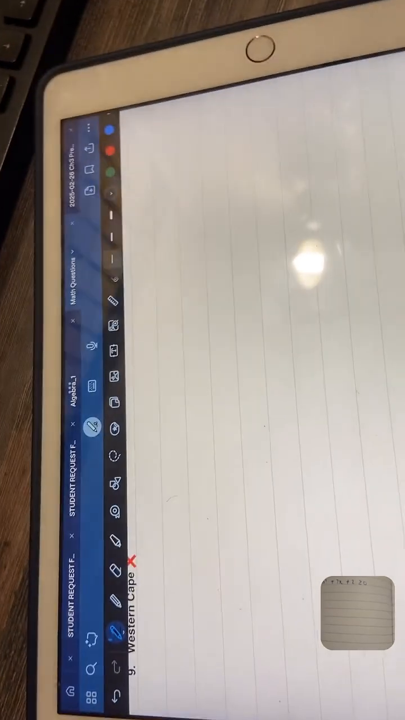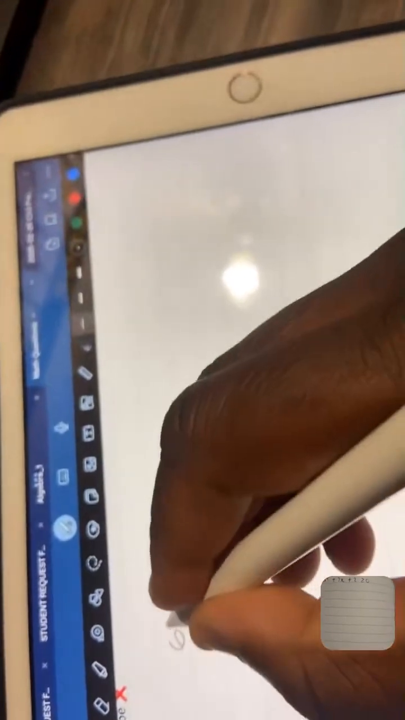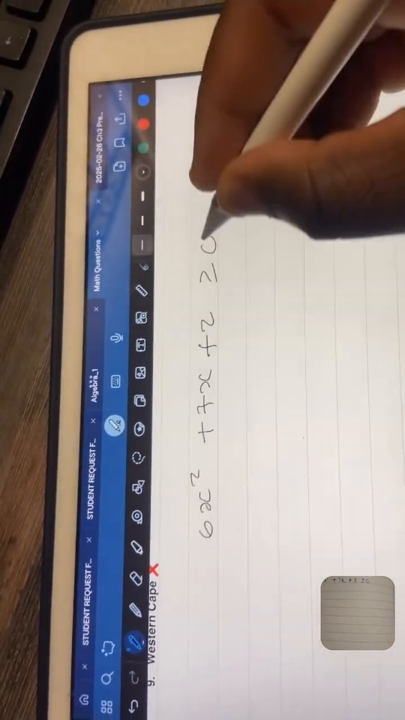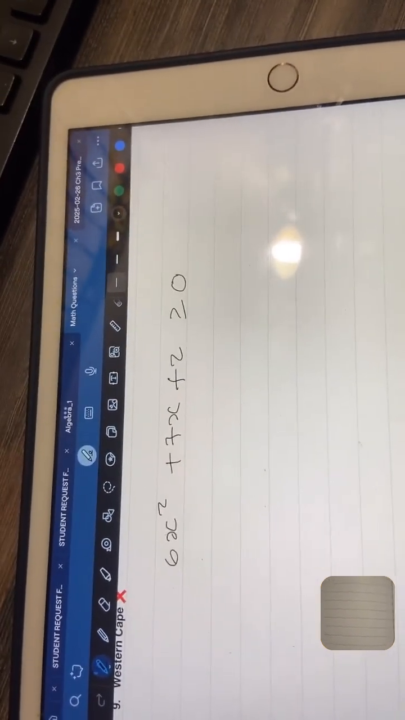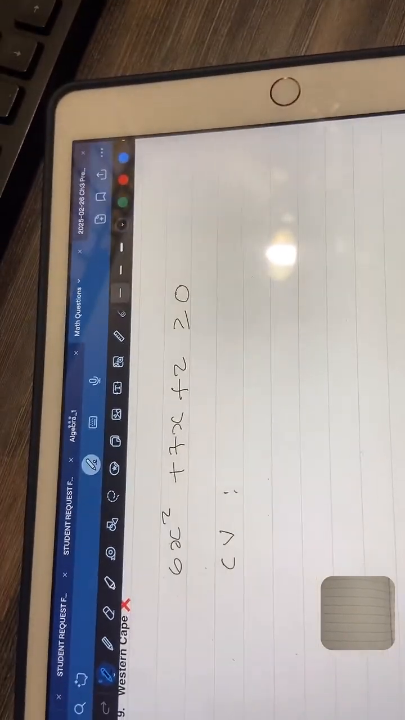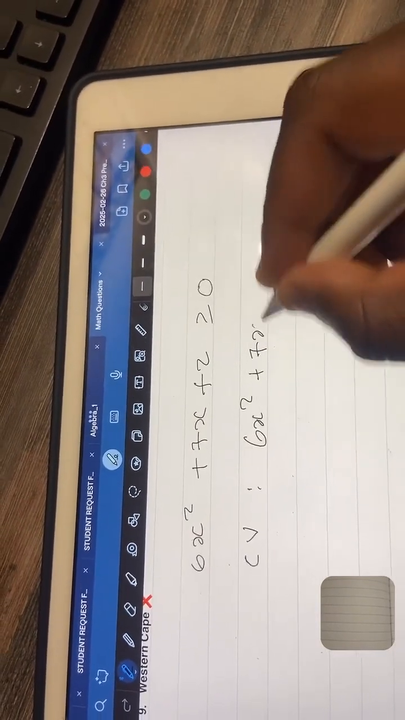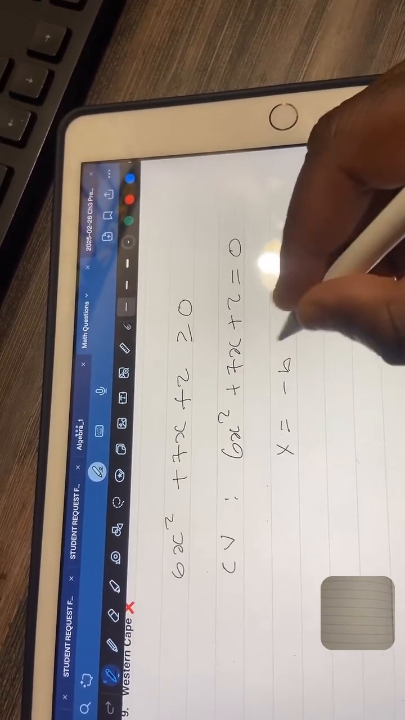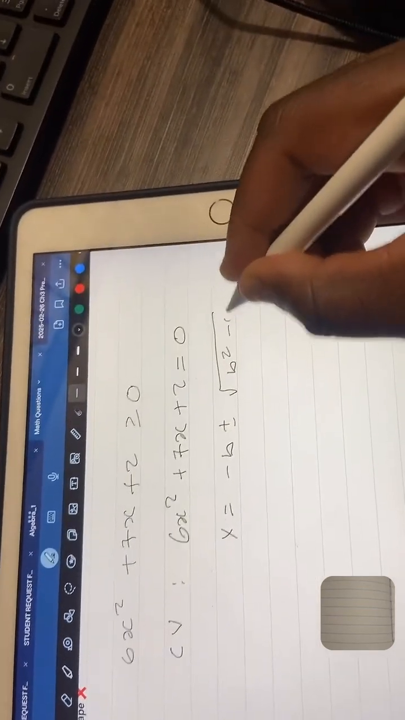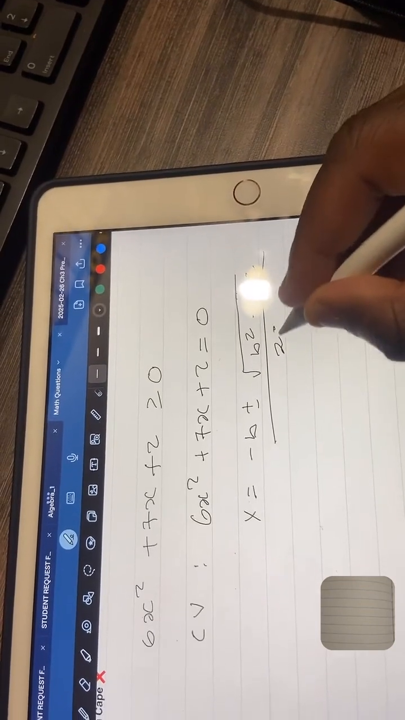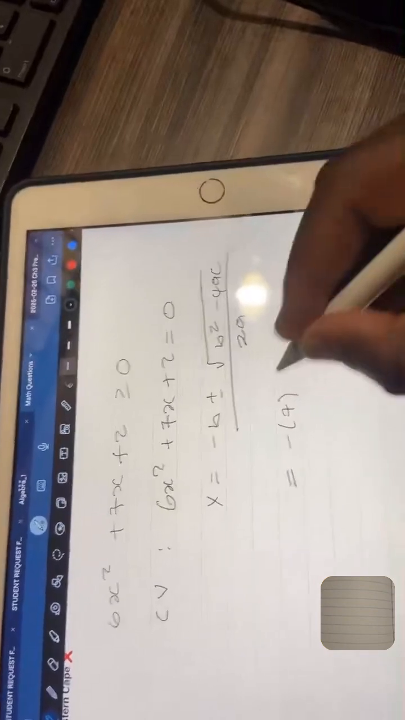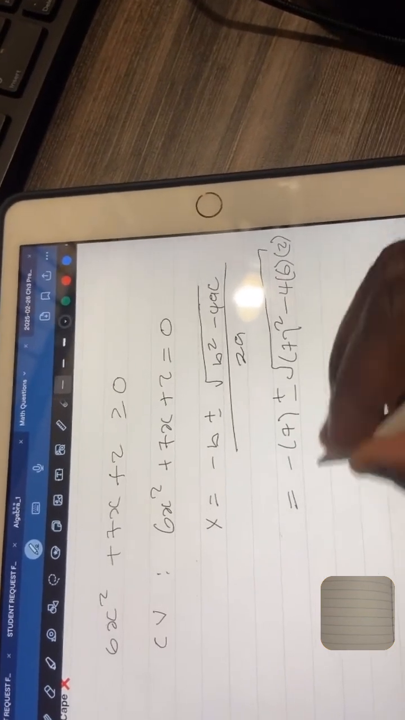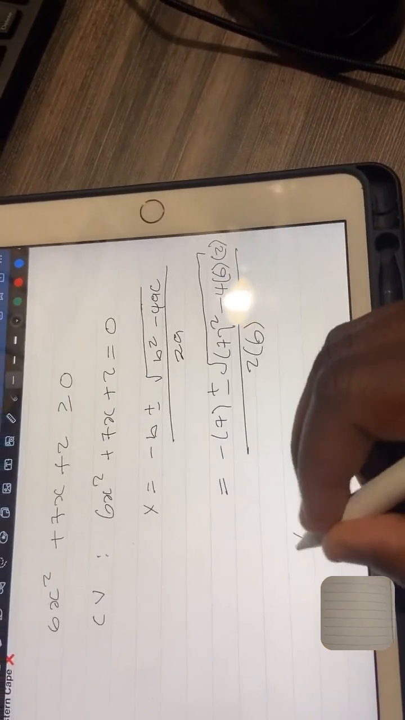Then what was the question? So the question was 6x squared plus 7x plus 2 is greater than or equal to 0. What I was saying is that I'll try to find the critical values, and when I find the critical values, I'll say 6x squared plus 7x plus 2 equals 0. Then apply the quadratic formula, which is x equals negative b plus or minus the square root of b squared minus 4ac, over 2a. And then this will actually be negative 7 plus or minus the square root of 7 squared minus 4 times 6 times 2, over 2 times a. And then we'll find our two values of x.